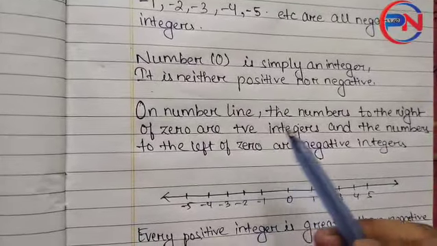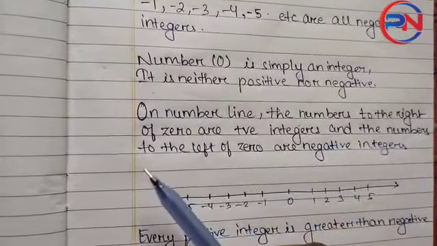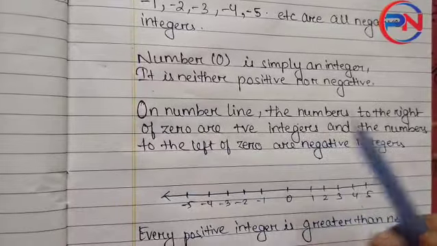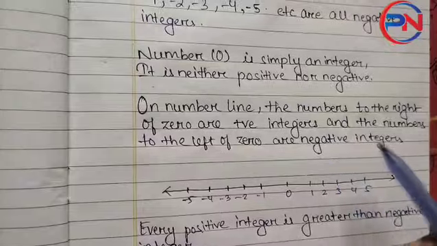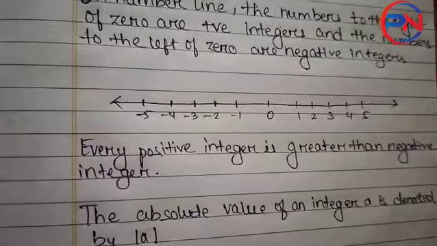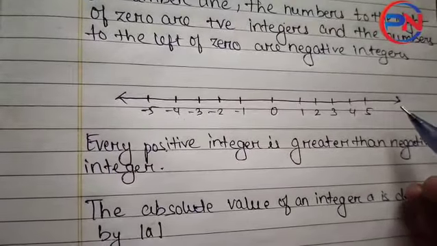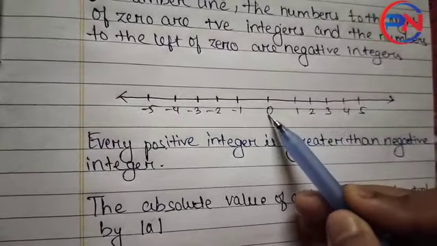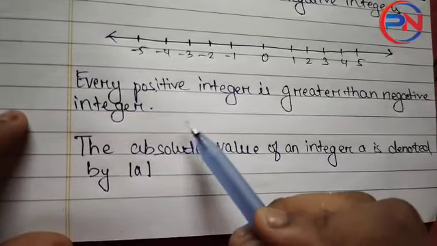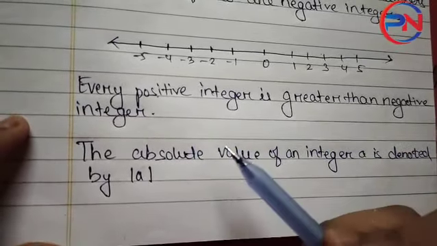On a number line, the numbers to the right of 0 are positive integers and the numbers to the left of 0 are negative integers. Here is a number line to make you understand the negative integers and the positive integers and the 0 in the middle. Every positive integer is greater than negative integers.